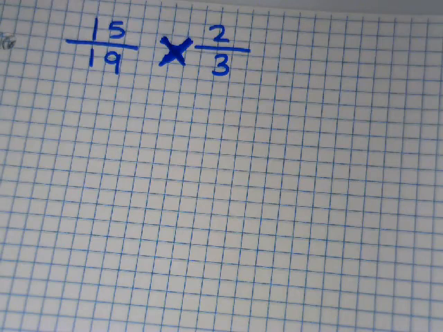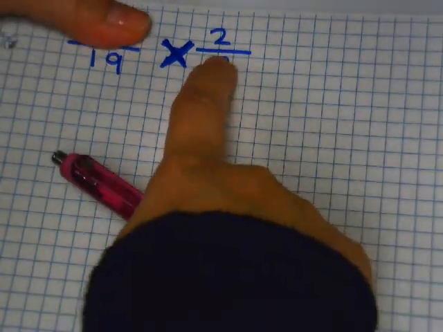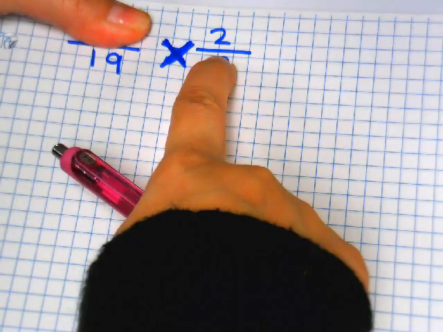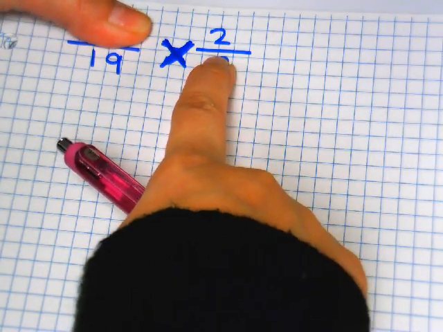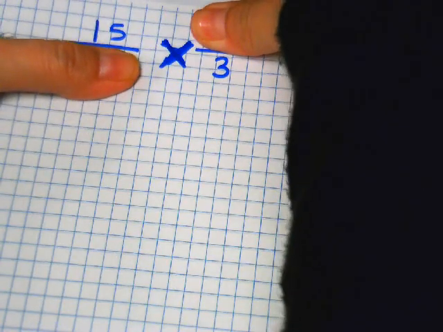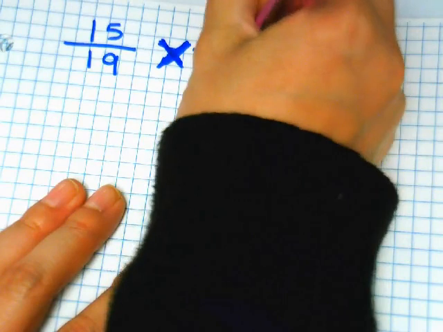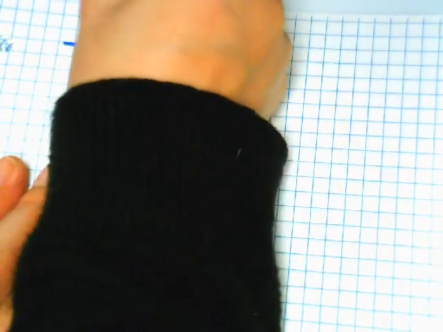5. Wait a minute. So, can I simplify 19 and 2? No, because 19 is not even. It's an odd number. Never by 2. Can I simplify 3 and 15? Yes. What can I divide 15 and 3 by? 3. So I divide this by 3. I divide this by 3.